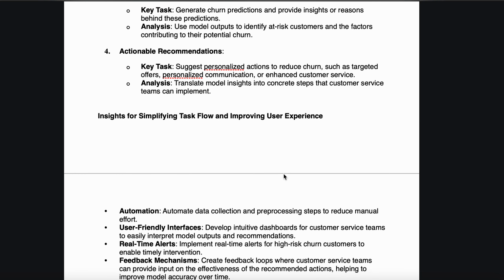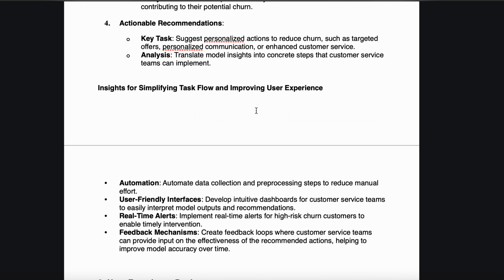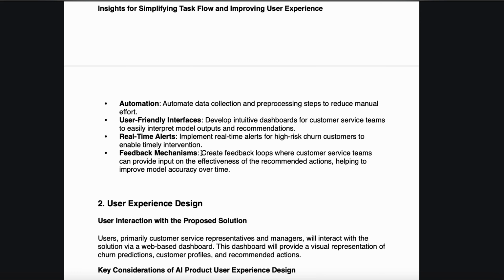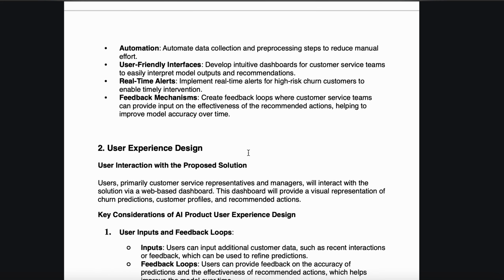So, moving on to the next section, which is insights for simplifying task flow and improving user experience. Automation: automate data collection and preprocessing steps. User-friendly interfaces: develop intuitive dashboards for customer service teams to easily interpret model output and recommendations. Real-time alerts, feedback mechanisms. So, there should be ways where feedback can be taken and the model can be effectively redesigned or reevaluated.